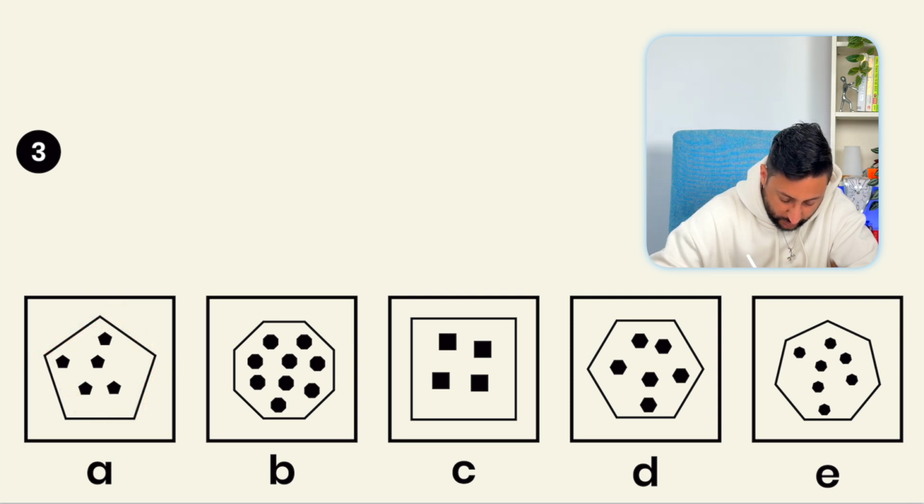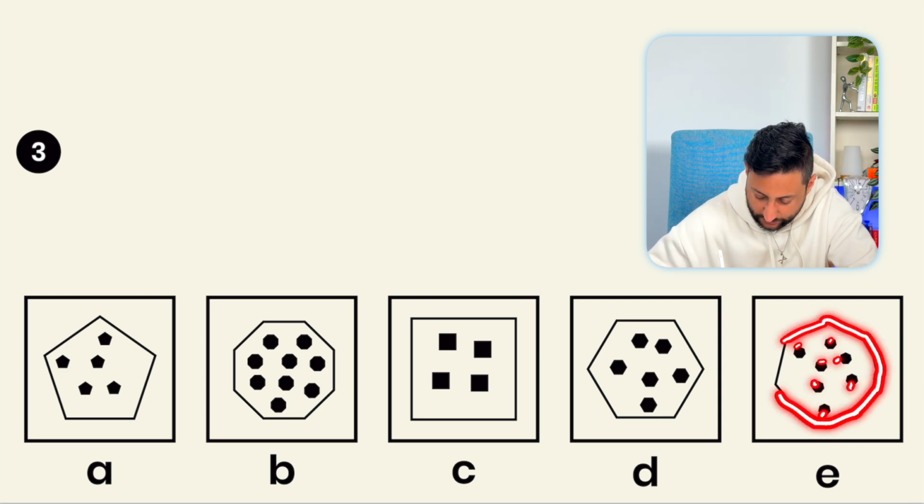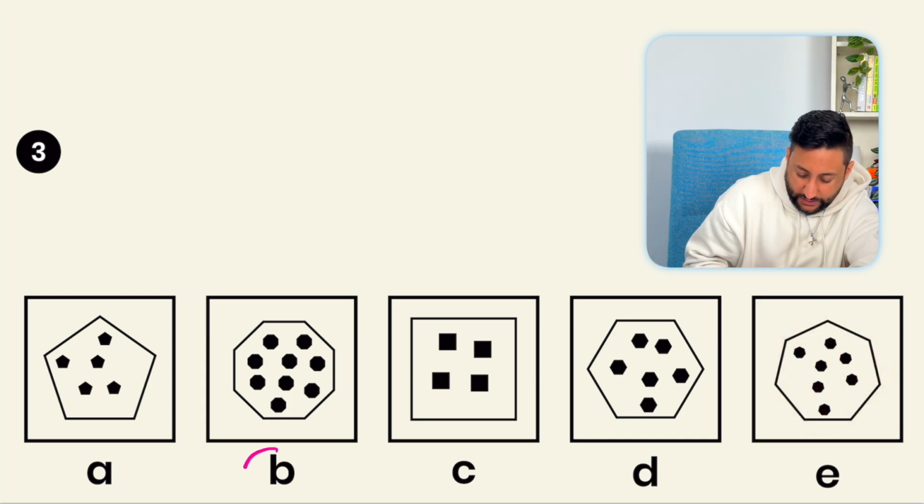We have 1, 2, 3, 4, 5, 6, 7 octagons. 1, 2, 3, 4, 5, 6, 7, 8, 9 octagons in that one. 4 squares in the square. 6 hexagons in the hexagon. And 1, 2, 3, 4, 5, 6, 7 heptagons in the heptagon. So B is the only one where those patterns don't match.